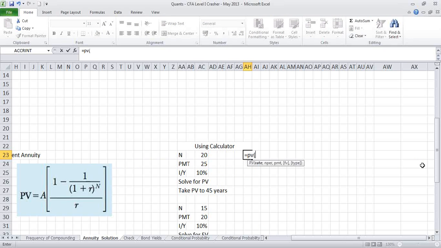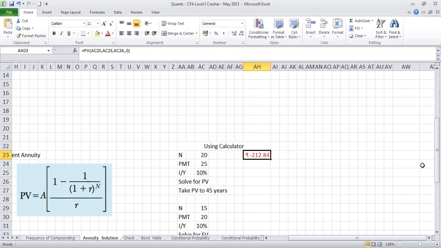The calculator does exactly the same thing. You just need to be sure about what you're putting in. I by Y, number of periods is 20. PMT is 25. And this takes something called type, which we have said is end of the year. So we put 0 there and end. It gives me minus 212.84. The sign is negative because I have assumed this to be positive. If I change this to be minus 25, I get 212.84, which is the present value at 55 years.